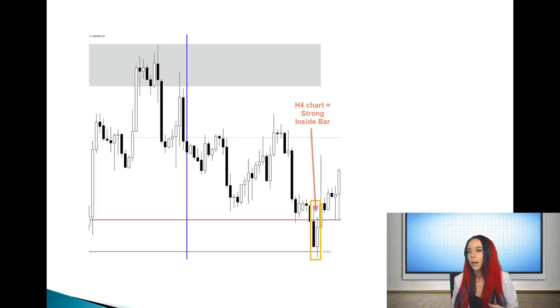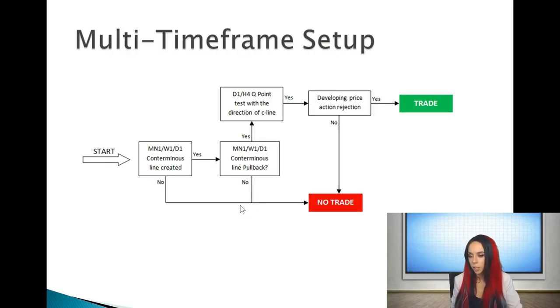And then once you have this way of thinking under your belt, then you can move on to different approaches with cue points and mixing different time frames. To finish off this section, here's a flow diagram that basically shows you how you can execute your multi-time frame analysis strategies and setups, such as the one that I just showed you.